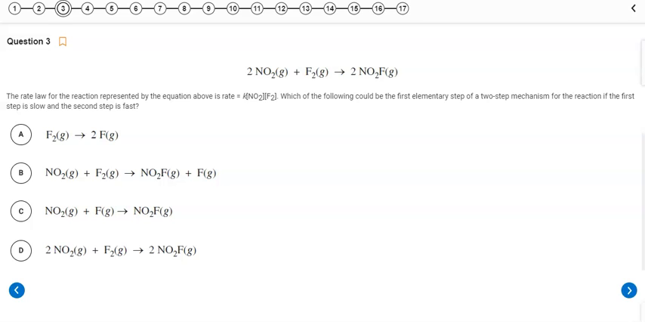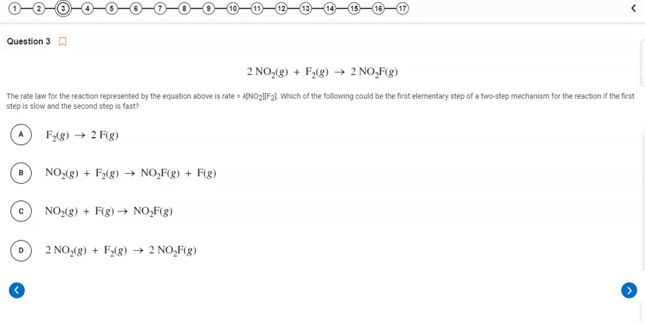Okay, the rate law for the reaction represented by the equation above is rate equals k times the concentration of NO2 raised to the first power, F2 raised to the first power. So again, the coefficient 2 in front of the NO2 in that reaction is not the exponent on the NO2.